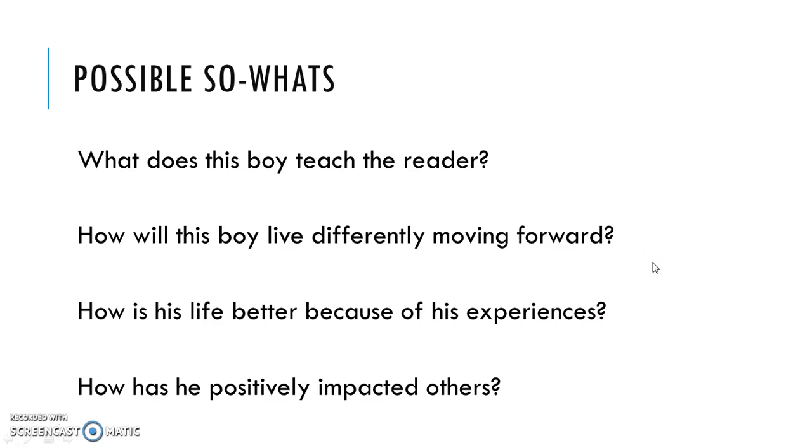Here are some ideas for your so what's that are going to go at the end of your conclusion. What does this boy teach the reader? So whichever character you've chosen, what does he teach the reader? How will the boy live differently moving forward? How is his life better because of the experiences that he has had? And how has he positively impacted others? Those are just some thoughts to get you thinking about what some possible so what's could be that you could include in the end of your conclusion.